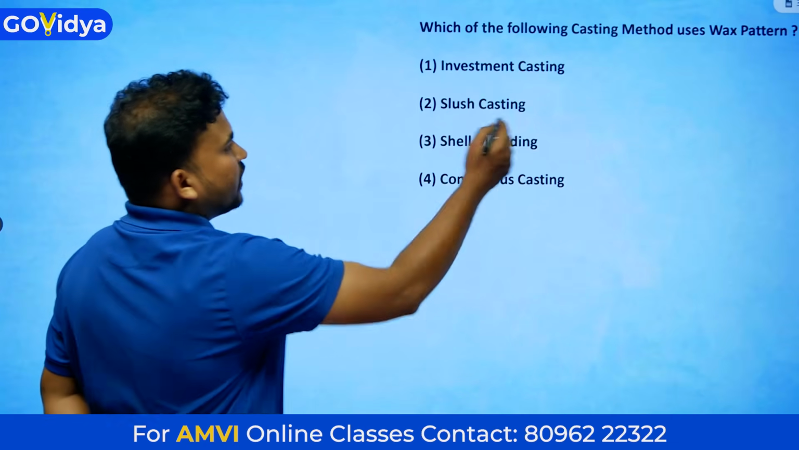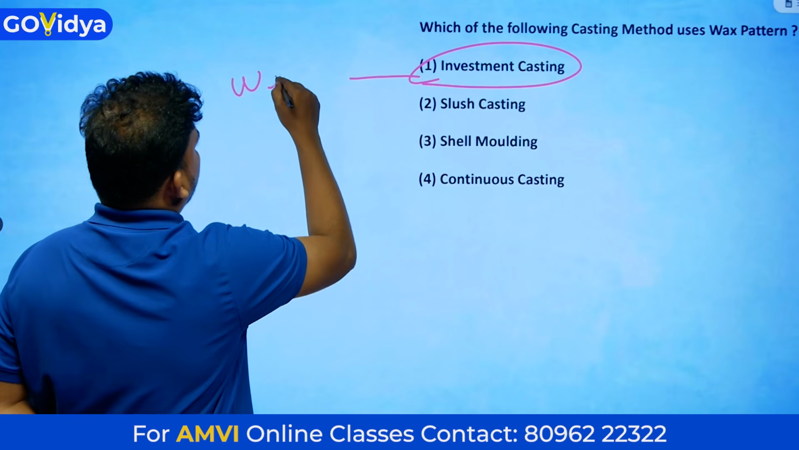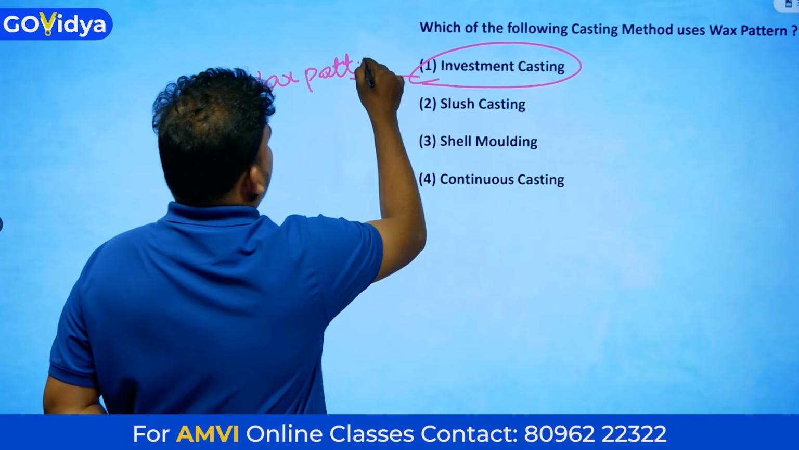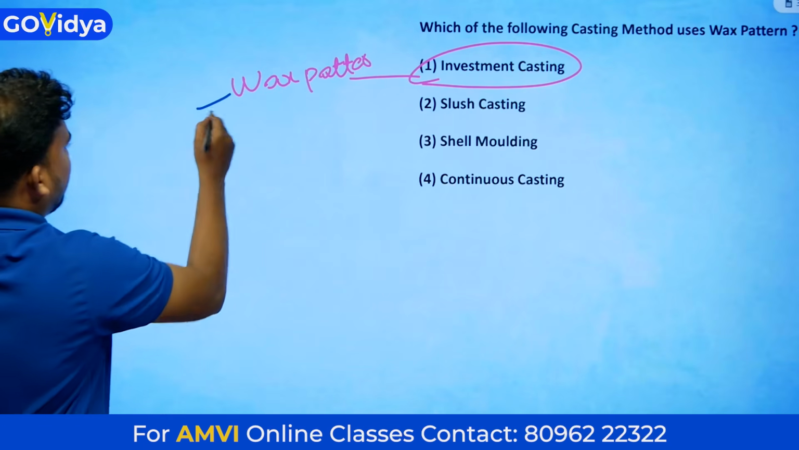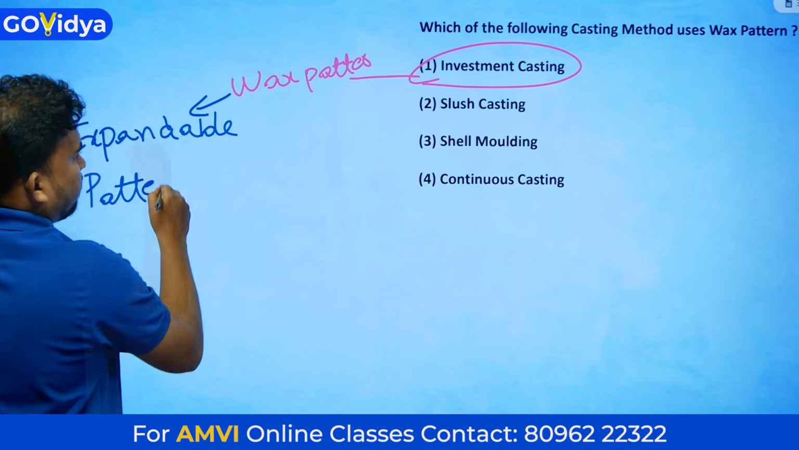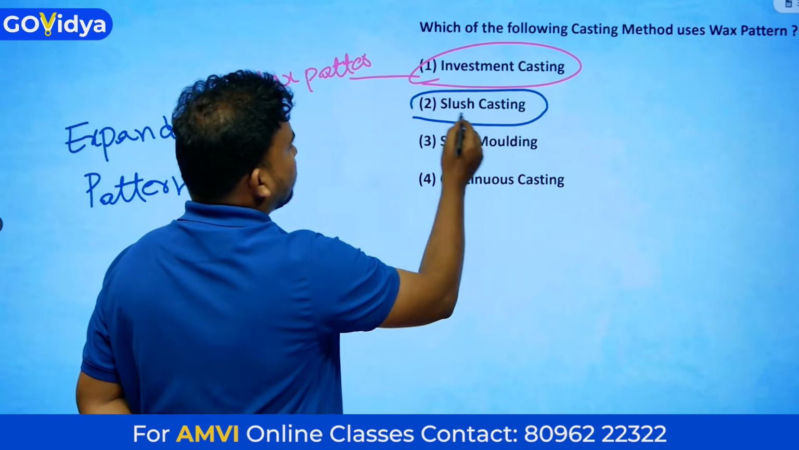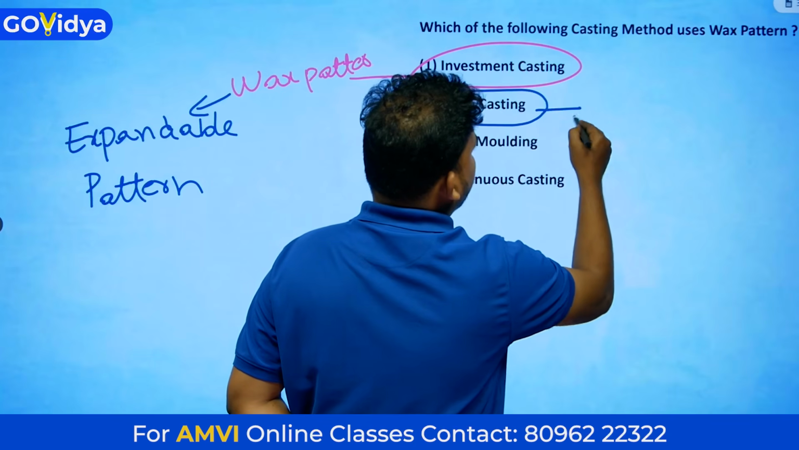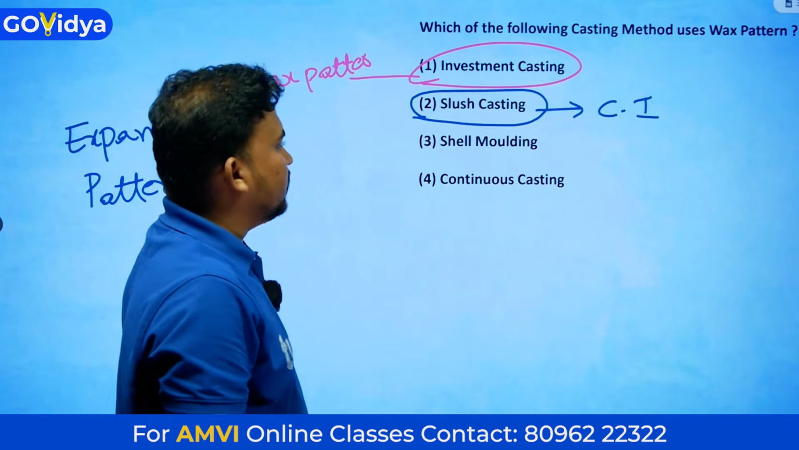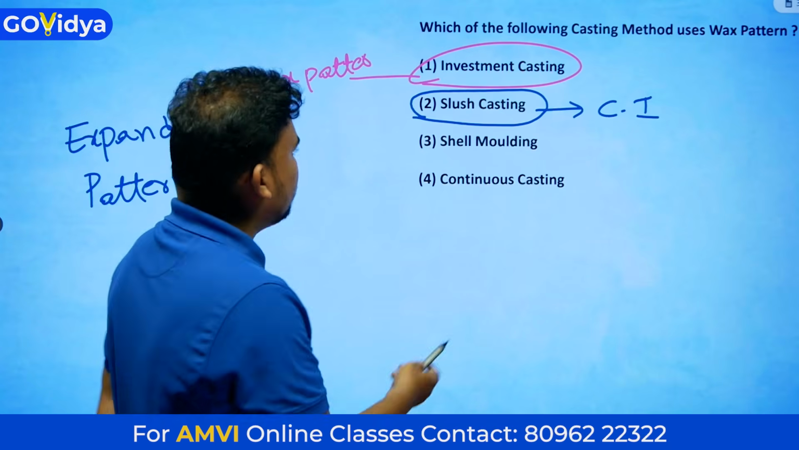Next question. Which of the following casting methods uses a wax pattern? In a wax pattern we are using investment casting, right? Wax pattern, which is actually an expendable pattern. Another name is expendable pattern. In slush casting, we are using the pattern. Which pattern? Cast iron pattern, right? Over the cast iron pattern, we are using the phenolic resins and phenol formaldehyde, right?